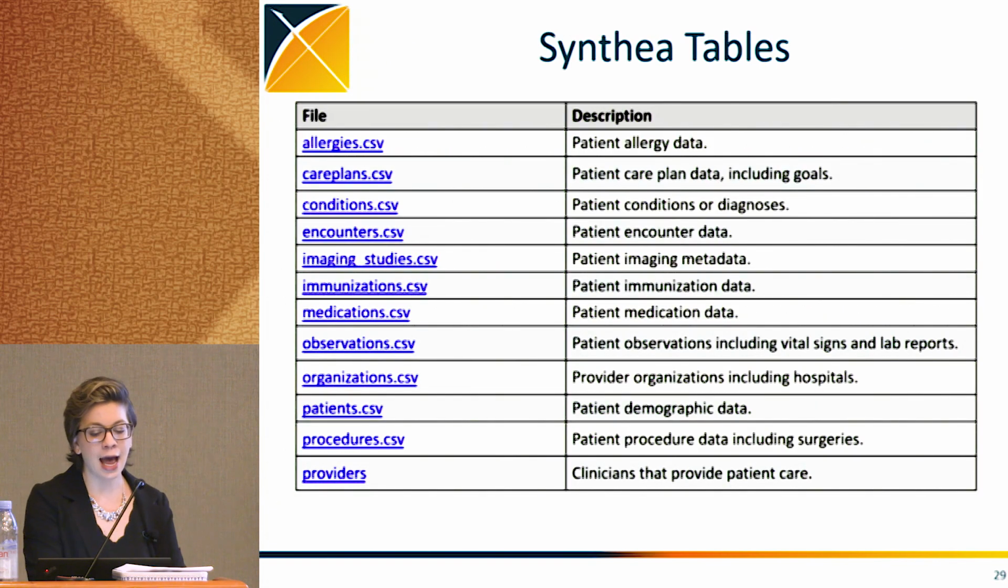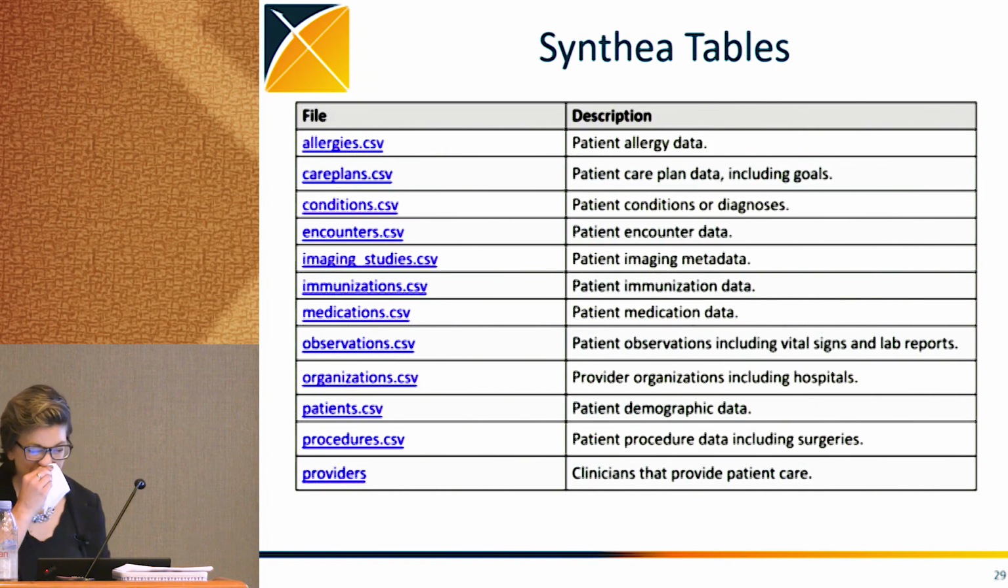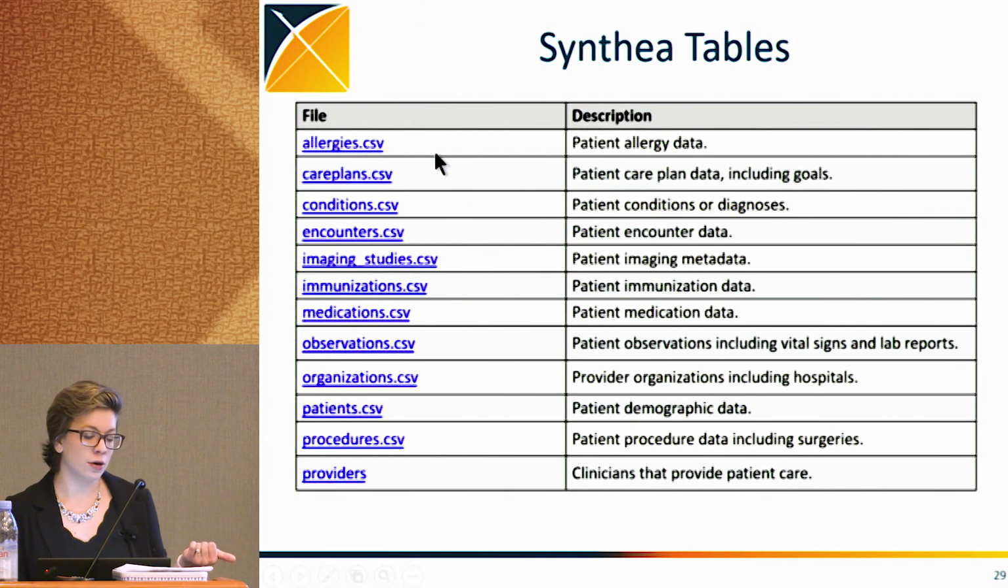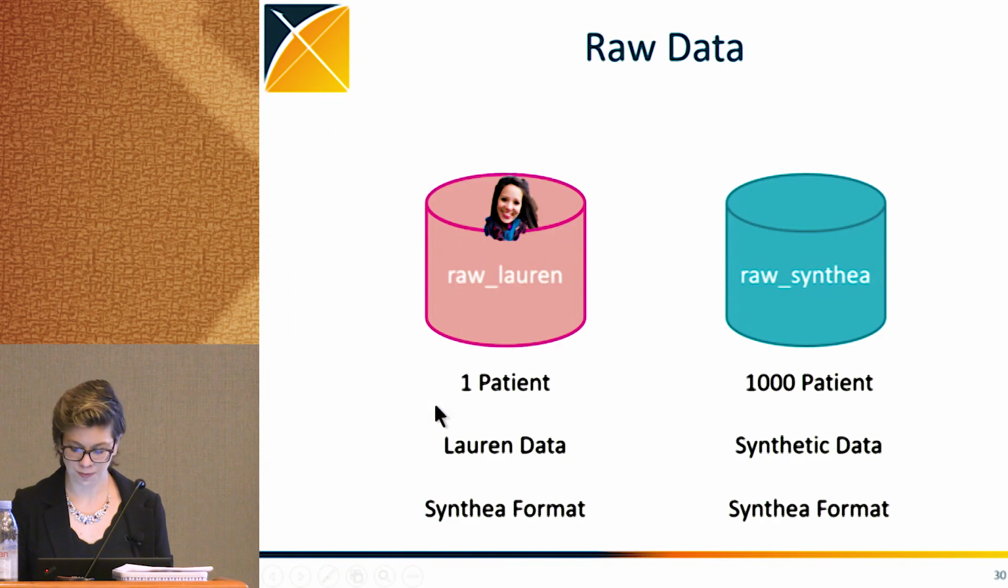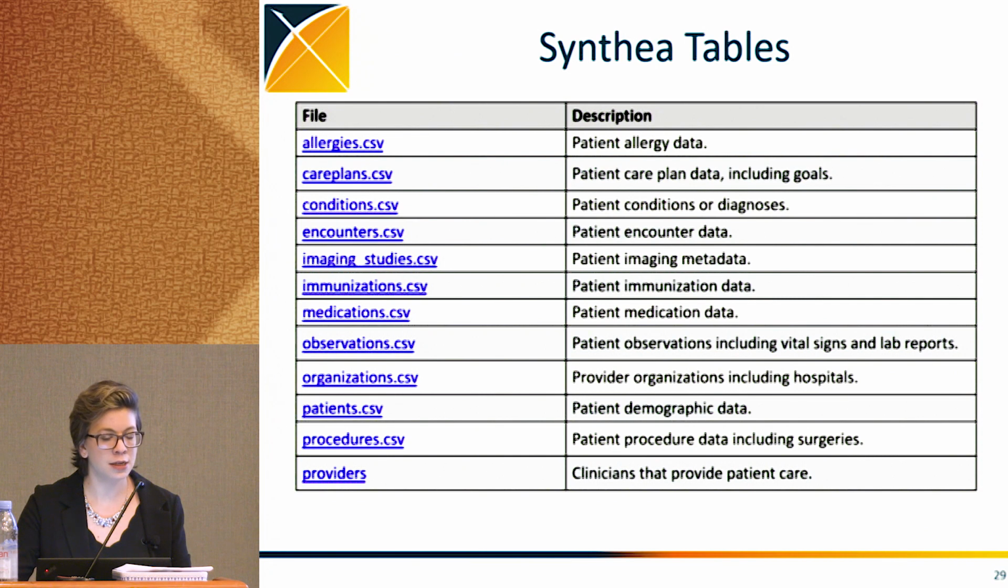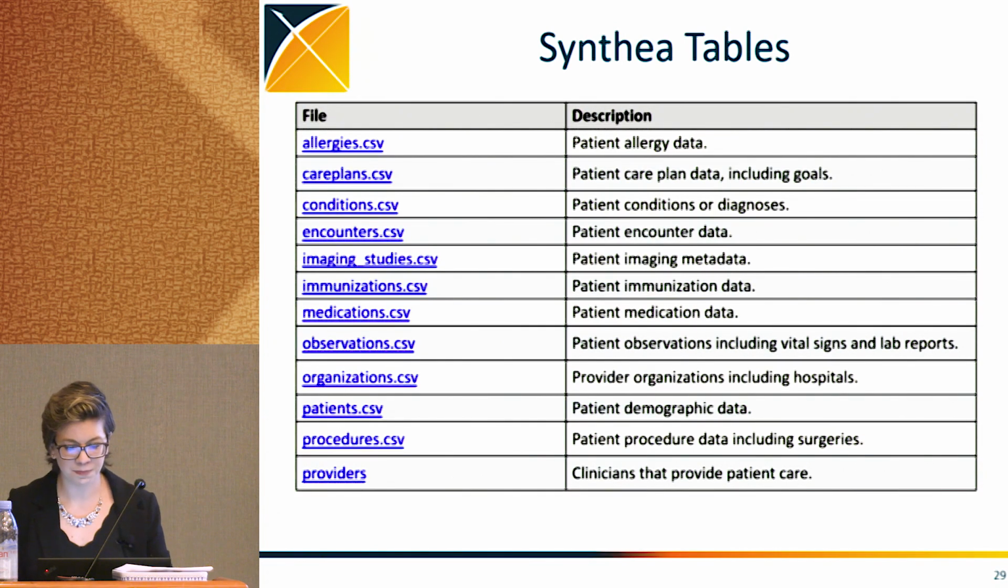Synthea has a format that it follows, with some simple tables that are pretty self-explanatory. You could store information about allergies, care plans, conditions, encounters, so those would be the visits, imaging studies, immunizations, medications, observations, organizations, patients, procedures, and providers. It's somewhere in between a medical record and a claims set, and it's actually not too wildly different from the CDM itself. So I think it's a great example of how to think about an ETL.